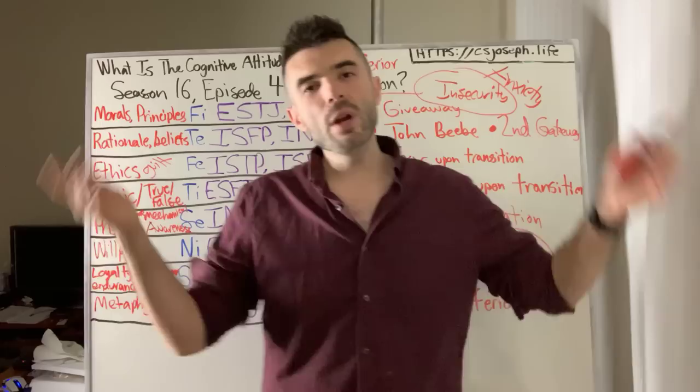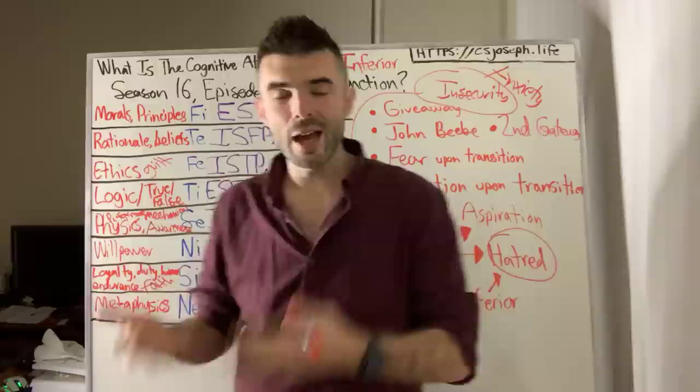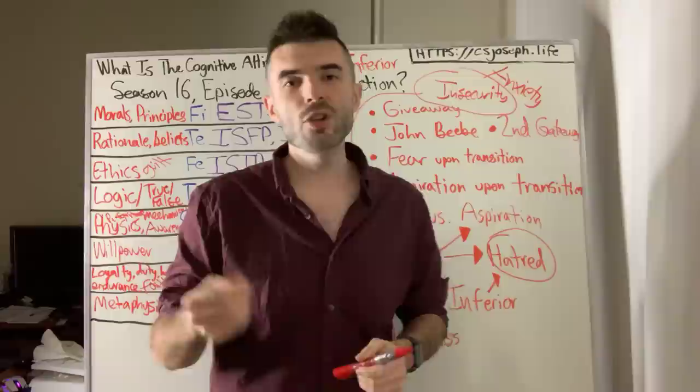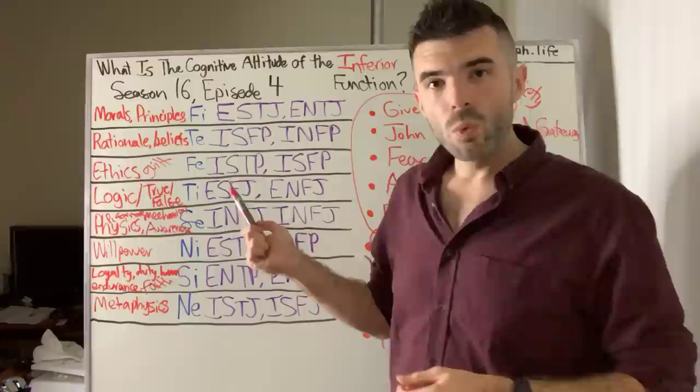This is why ISTJs and ISFJs are very afraid of the what if. This is why they need to have common sense. This is why they need to have something concrete so that they don't have to be afraid of the what if, of the immaterial, of the intangible. They need something tangible so they can feel secure. Tangibility is everything to them. This is how fear works. The inferior function is all about fear. It is all about insecurity, right?